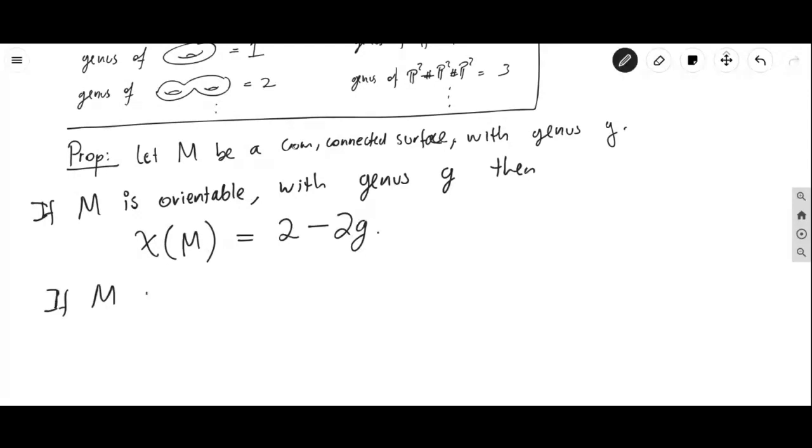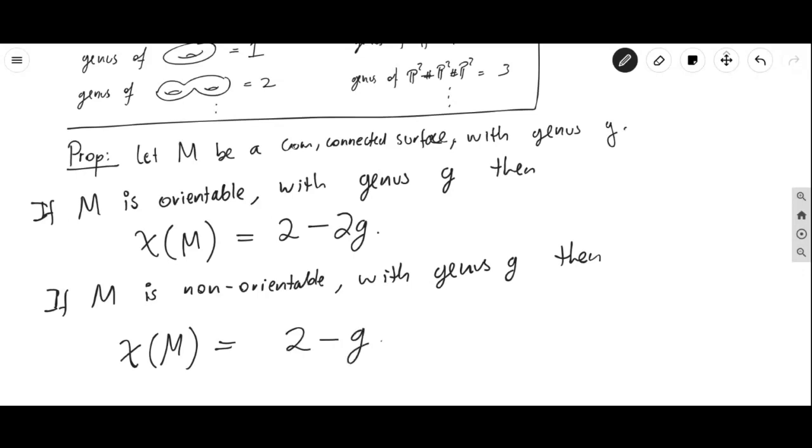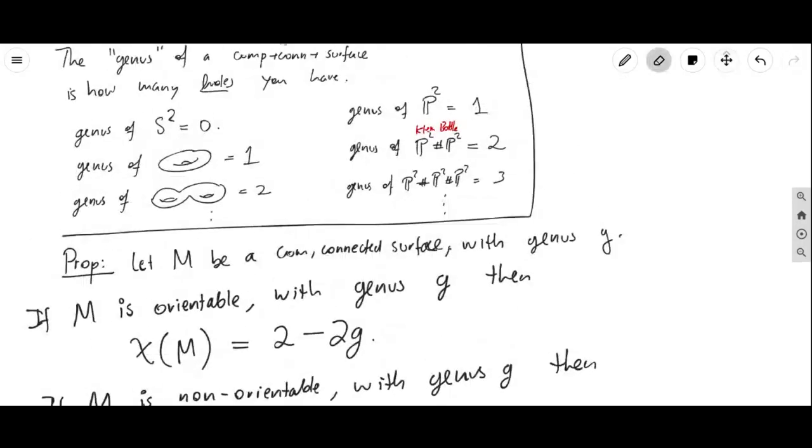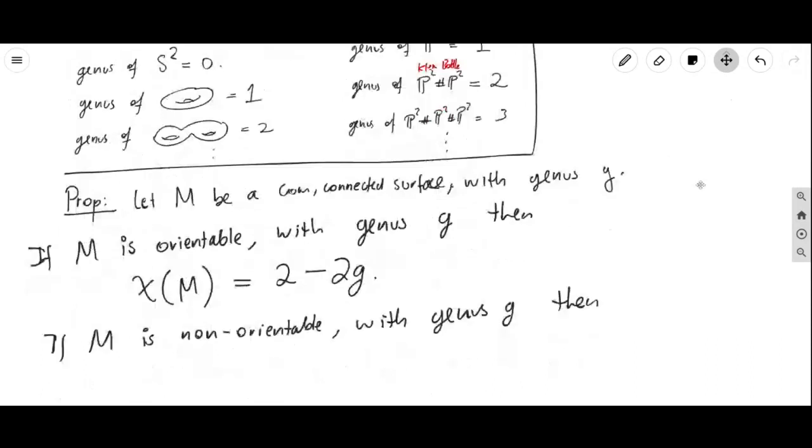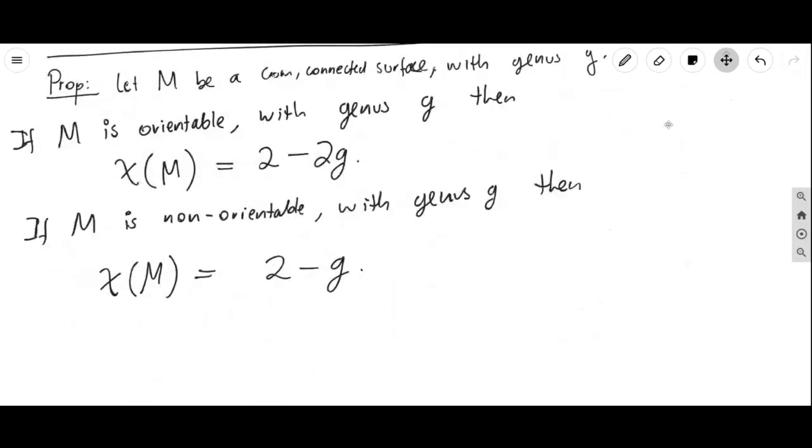If M is non-orientable with genus G, then the Euler characteristic would be 2 minus G. So this one could be an odd number. In particular, the only surface with Euler characteristic 2 is the sphere, because G cannot be 0 here. When you talk about non-orientable surfaces, the genus has to be at least 1. Okay, so this is the proposition.